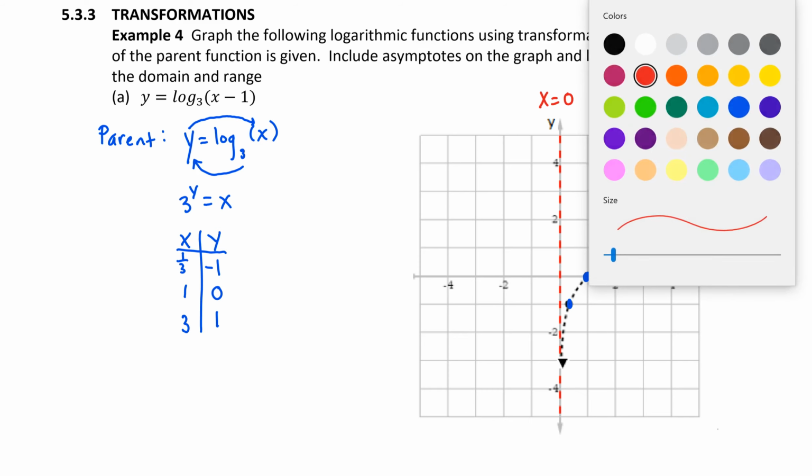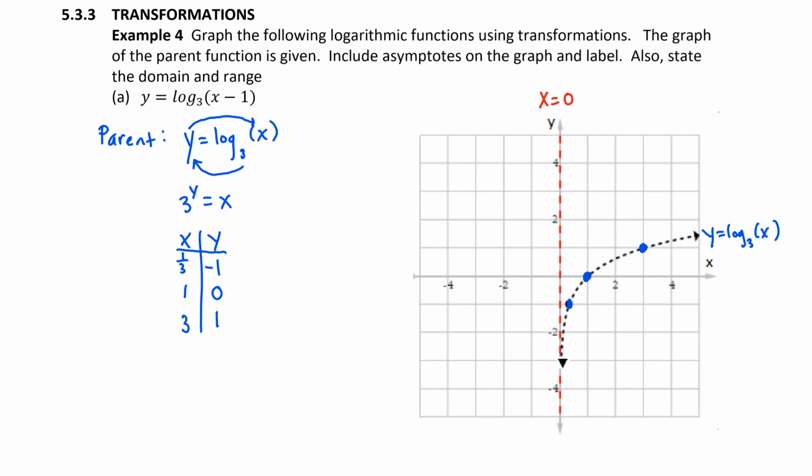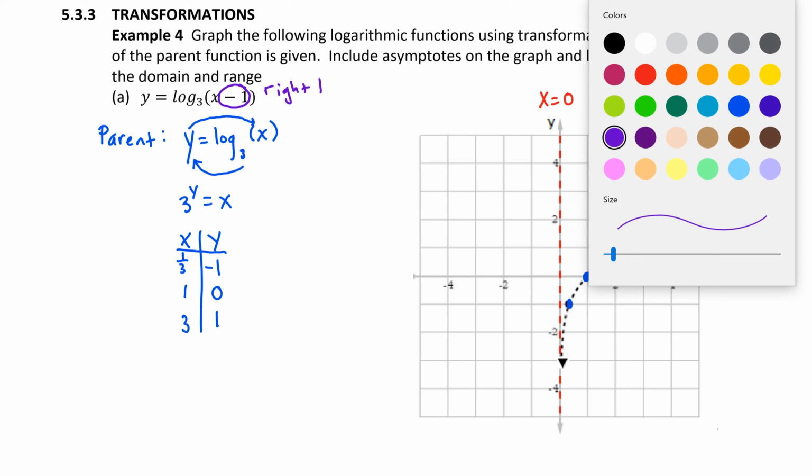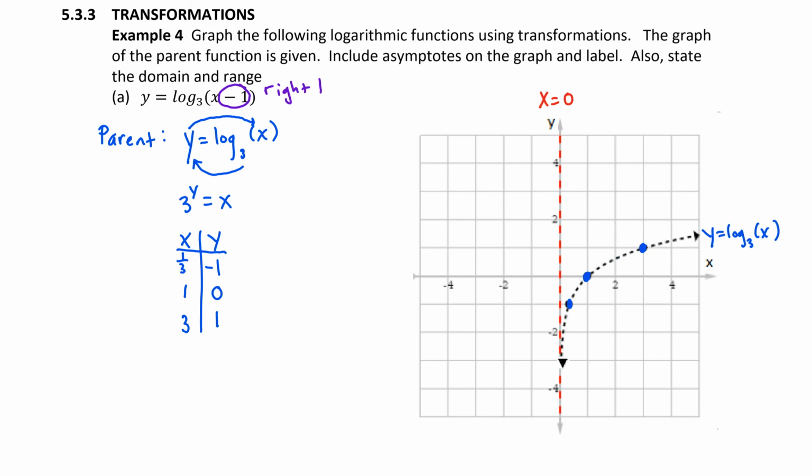Once we realize that, then the transformation becomes very simple. Notice inside the argument, we are subtracting 1. That means we need to shift to the right by 1 unit. So everything from our original parent function is going to move to the right by 1 unit, including the asymptote. If the original asymptote is at x equals 0, when we move to the right by 1 unit, its new equation becomes x equals 1.